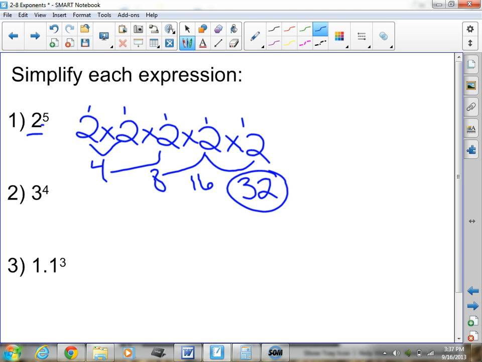Now don't think it is 2 times 5. If you try to do 2 times 5, you will end up with 10, and that is not the correct answer. Let's try the next one. 3 to the 4th power. Because 3 is my base number and 4 is my exponent, I need to multiply 3 by itself 4 times. So 3 times 3 times 3 times 3.